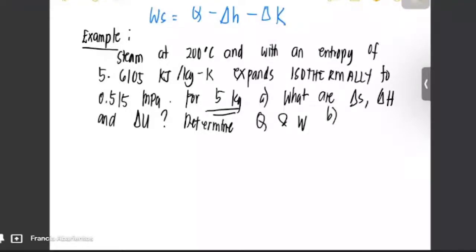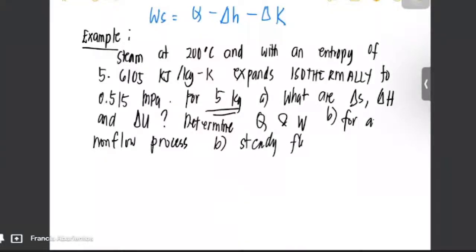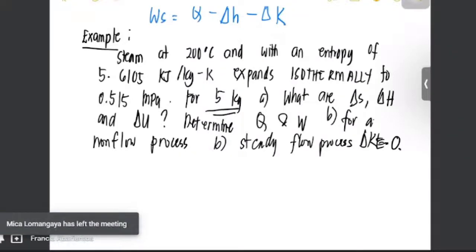And for a non-flow process, let's find the heat and internal energy. And also for the steady flow process, wherein our change in kinetic energy is 0. Okay, so what is the first step?